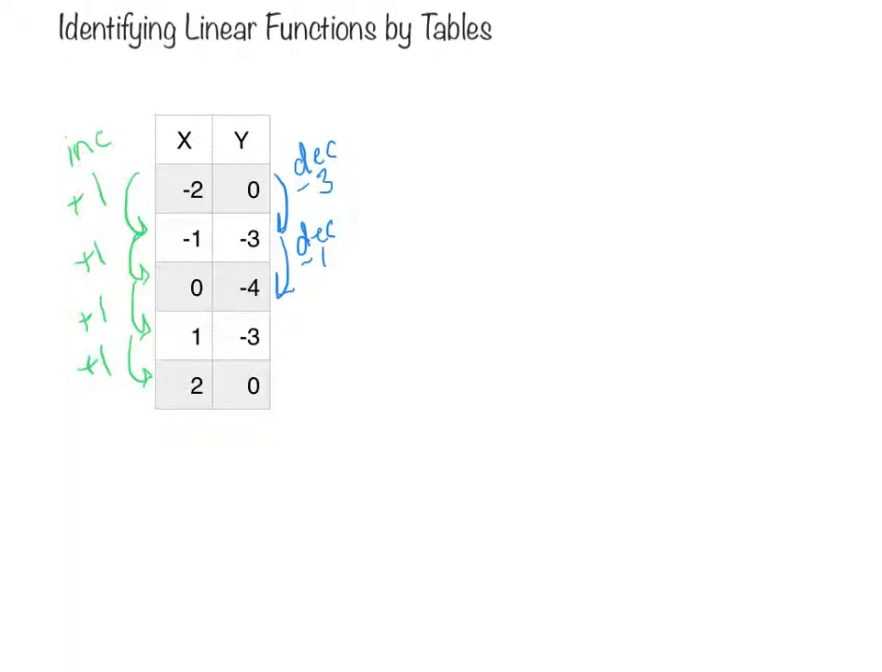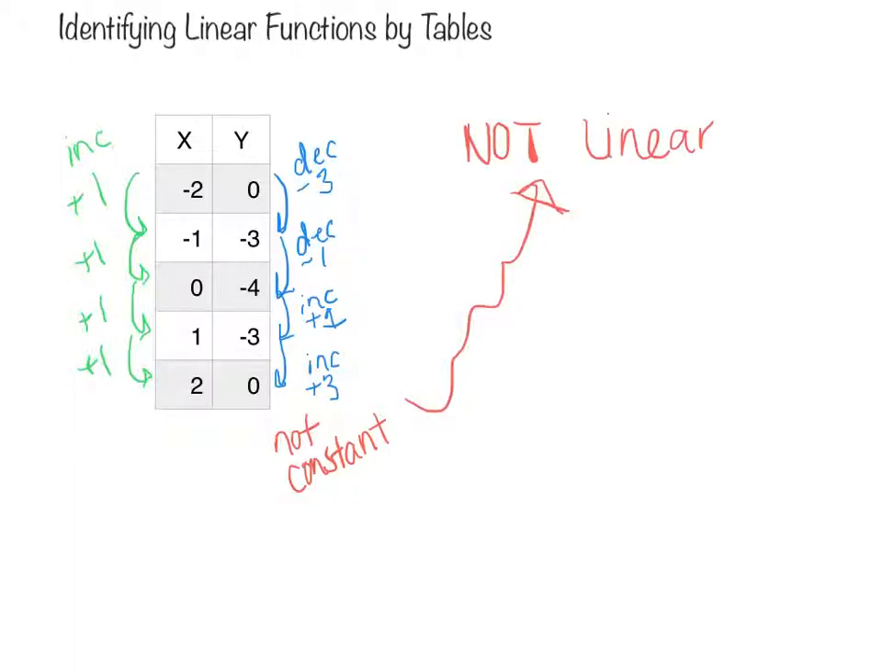If you were to continue, you would notice that the next set you're increasing this time by 1 unit, and then the last one you're increasing, but you're increasing by 3 units. So because the y values are not a constant change, this is definitely not a linear function. Okay, so this lesson was on identifying linear functions by tables.